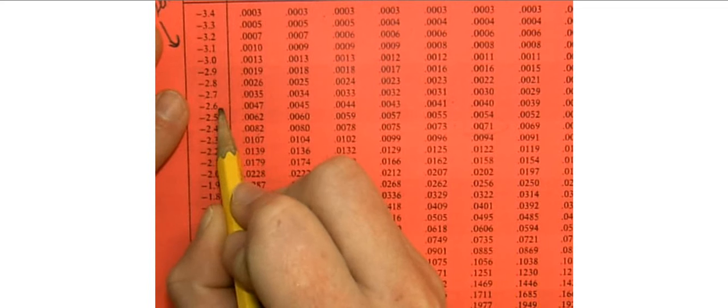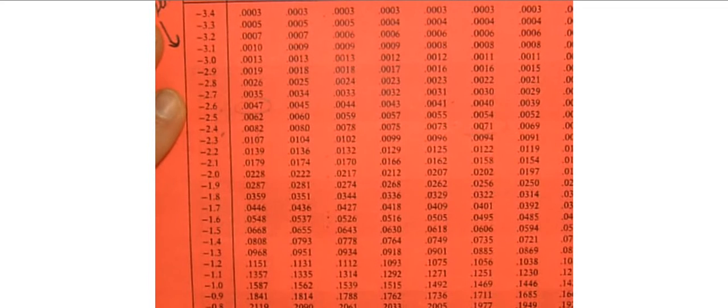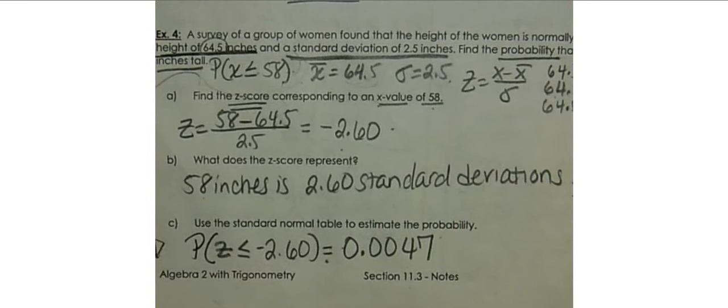So I'm going to go to my table and look for -2.60. I'm going to go to the negative side and look for where -2.60 is located. So here is -2.6, and -2.60 is 0.0047. And that is it. That is your answer. There's nothing further for you to do or to show other than a little picture.